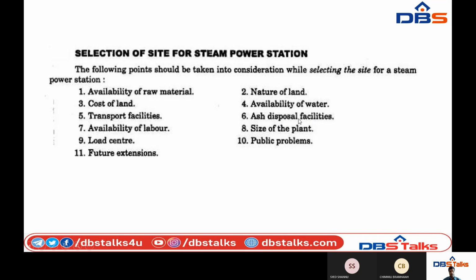Disposal means after combustion, the completed products will be collected at the backside of the boiler. Those products must be disposable to a particular area. Size of the plant is based on our requirement. It can be large, medium or small. Public problems. Public problems are nothing but we are escaping the completed products or flue gases by means of the chimney to the atmosphere, and those are hazardous to public areas. So we have to first maintain the public problems also and solve those problems according to our requirements.